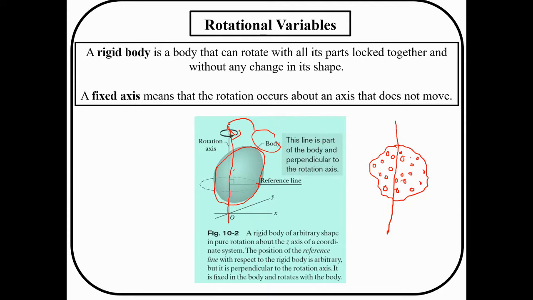Just one question: it is rotating about the fixed axis. That means the object will not move in the left and right direction. Only it will be rotating about the axis of rotation.